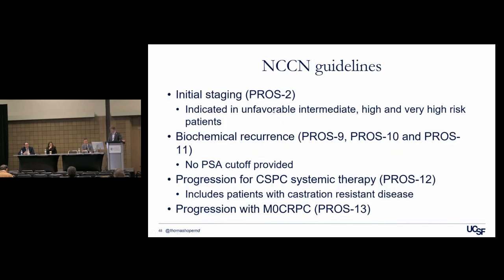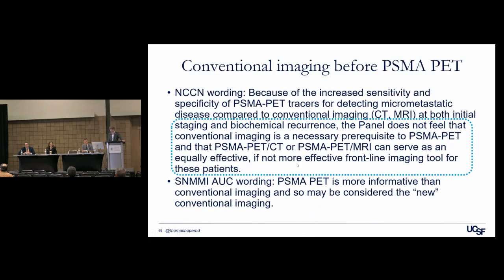Now, NCCN guidelines are in essence identical. So initial staging is in unfavorable intermediate, high, and very high-risk patients. Biochemical recurrence, same as us, no PSA cutoff provided. And then they do include progression for CSPC systemic therapy, including patients with castration-resistant disease. So this is sort of like the M0 CRPC, but they add in the M0 CRPC as well. Okay, so that's NCCN guidelines.